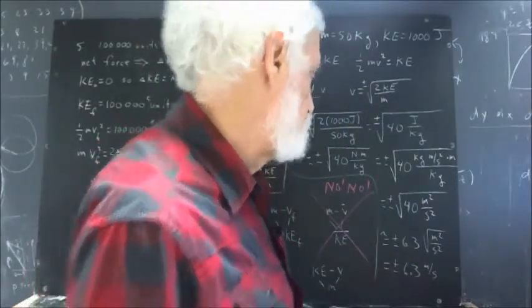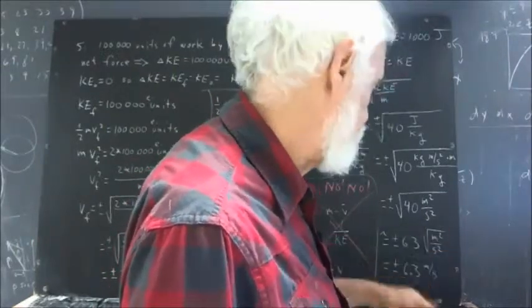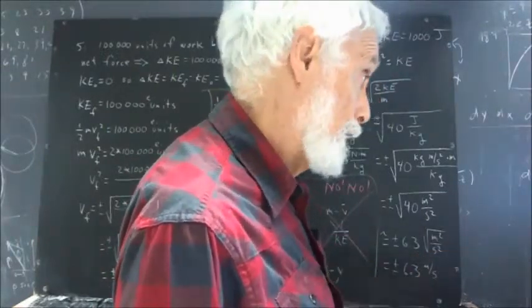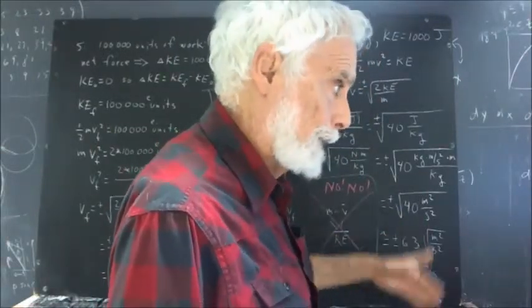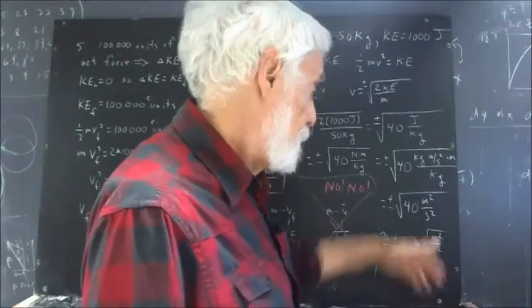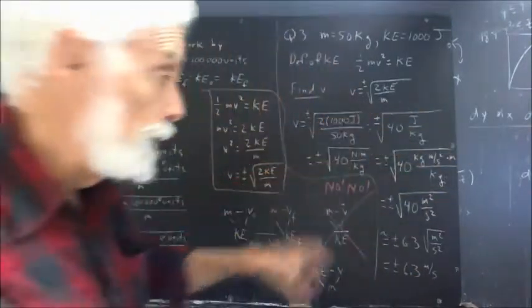And the square root of meters squared over seconds squared is just meters over seconds. Why? Because if you square meters over seconds, you get meters over seconds times meters over seconds, which gives you meters squared over seconds squared. So we really need to understand the units.